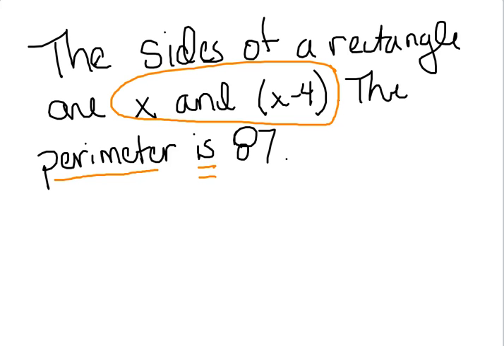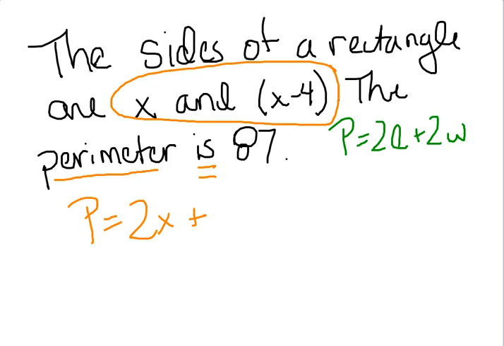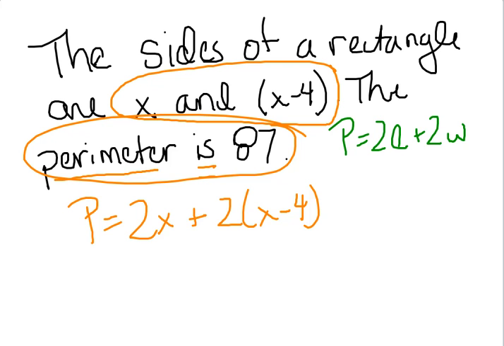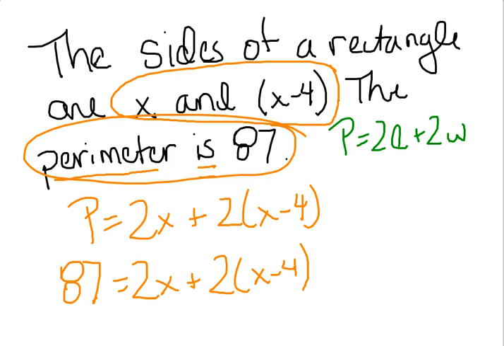So I probably want to use the formula for perimeter. If you take a look at your notes, you show that perimeter equals 2 times length plus 2 times width. So in this case, I'm going to have perimeter equals, well, 2 times x plus 2 times x minus 4. And I say down here that the perimeter is 87, so I'm going to say 87 equals 2x plus 2 times x minus 4.